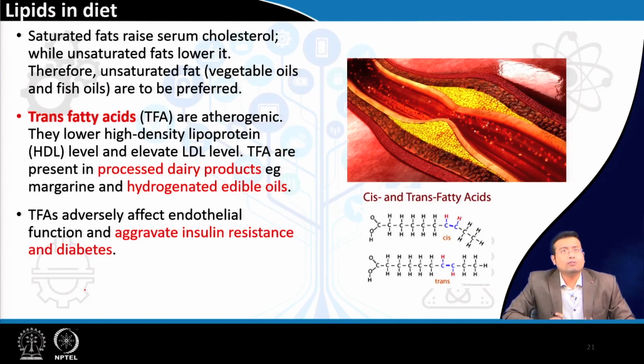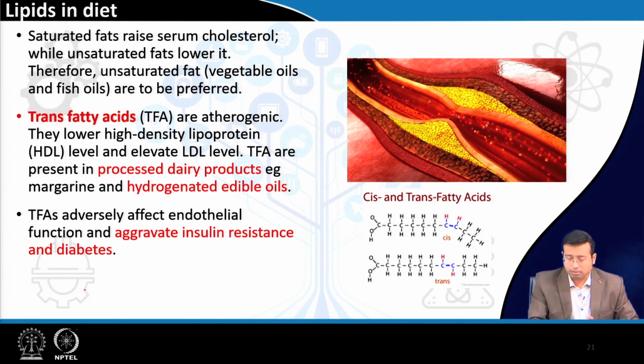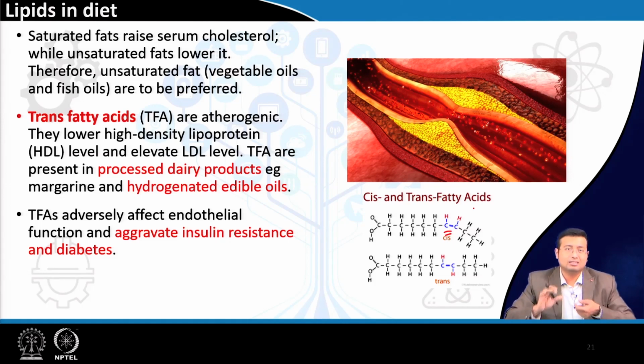So, one thing we need to know is trans fatty acid. What is trans fatty acid? You know cis double bond and trans double bond. When the H on the double bond is present on a single side, it is cis. When it is present on both sides of the double bond, it is known as trans. So, trans fatty acids are actually harmful.